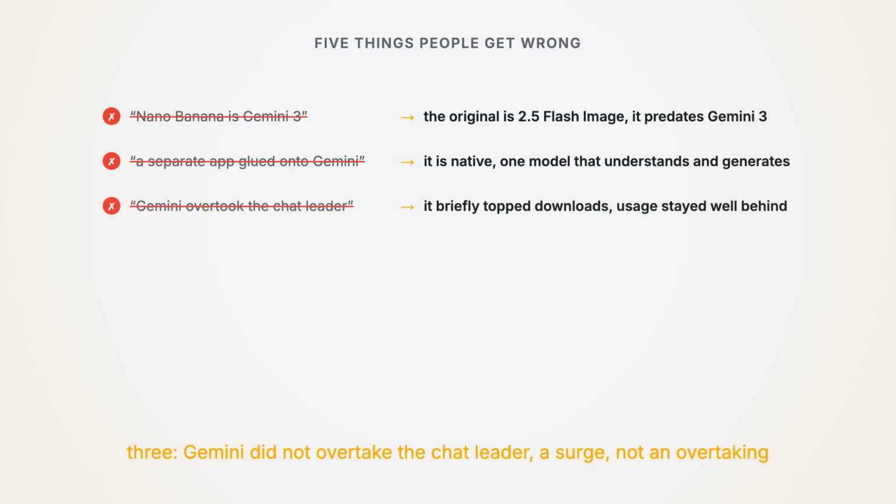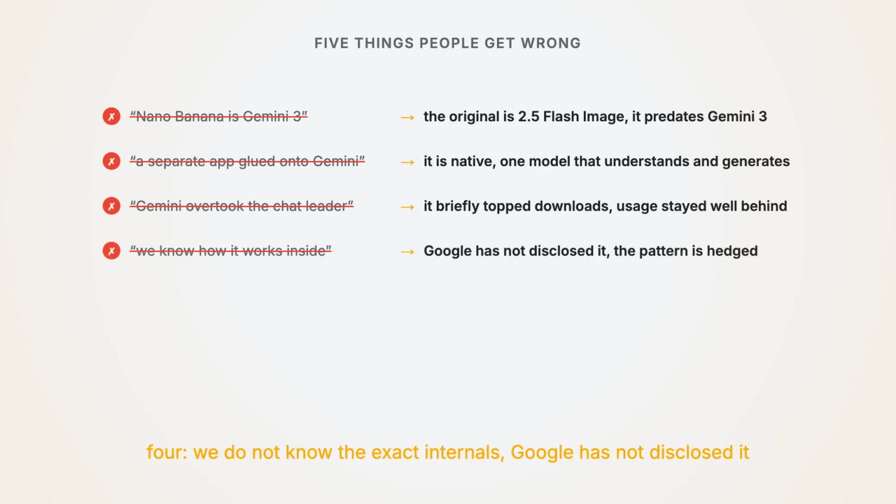3. Gemini overtook the leading chat app. No. It briefly topped a downloads chart. By actual usage, the rival stayed well ahead. A surge, not an overtaking. 4. We know how it works under the hood. No, Google has not disclosed it. Native multimodal, likely autoregressive planning plus diffusion decoding is the family pattern, hedged.